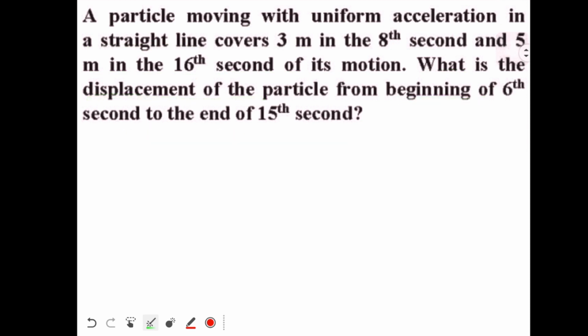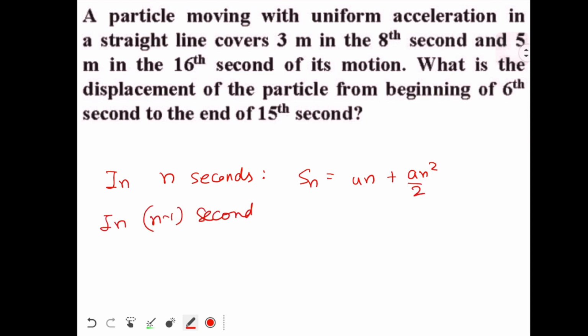So first of all, let's understand. We need to find the displacement during a given second. For example, displacement in n seconds is how much? So Sn will be ut plus at square by 2, so un plus an square by 2. And displacement in n minus 1 seconds will be what? That will be Sn minus 1, which is u into n minus 1 plus half a into n minus 1 whole square.